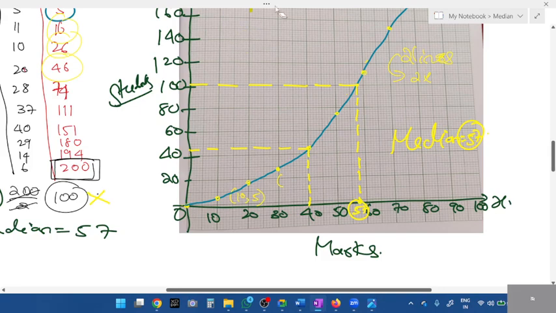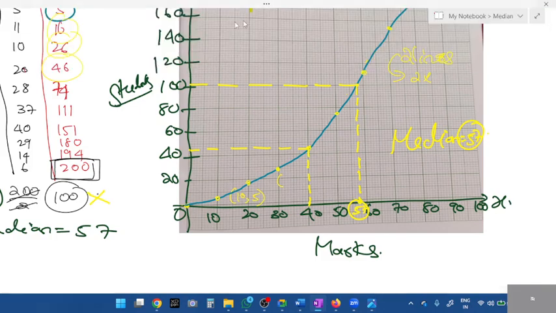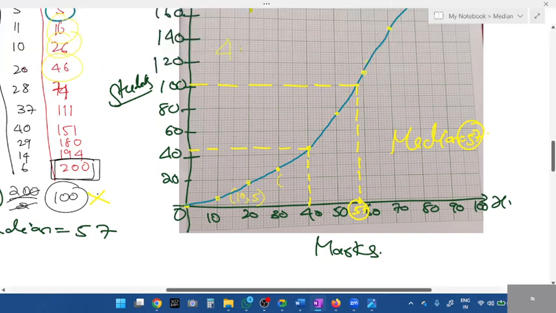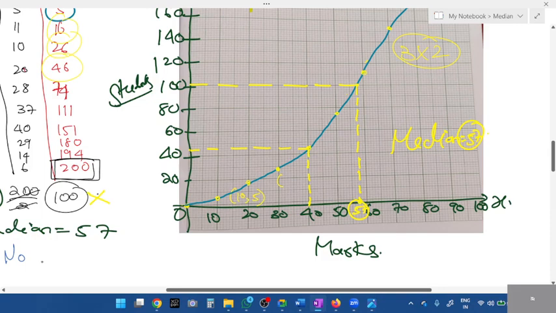So how many students have failed now? I got 43 lines, 40 plus 3. I shouldn't write 43. Let me show the calculation. Look here. 40 plus 3 lines. One line is 2 students. So 3 lines will be 6 students. So what's the answer I'm getting? Number of students who failed is equal to 46.